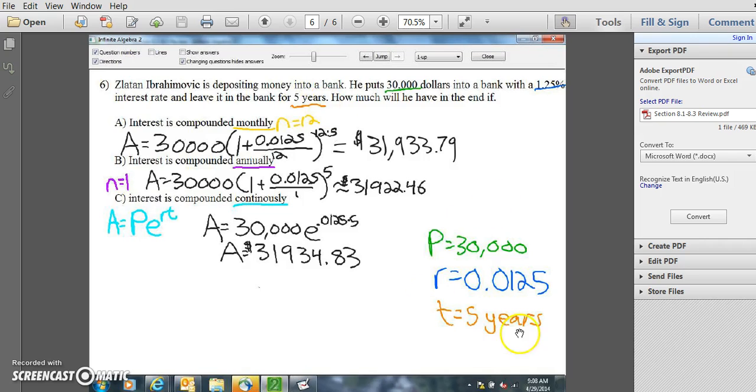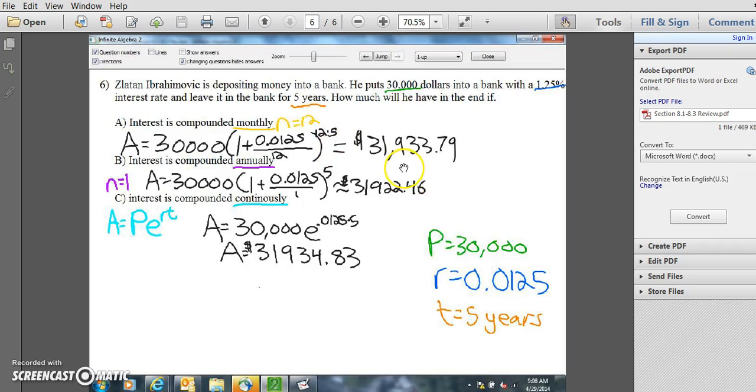5 years, there's my t-value. Now they ask how much will it be if interest is compounded monthly. That's n equals 12. So you put your formula. A equals P times the quantity 1 plus r over n to the nt power. You do have to have that memorized. So you put that in here.